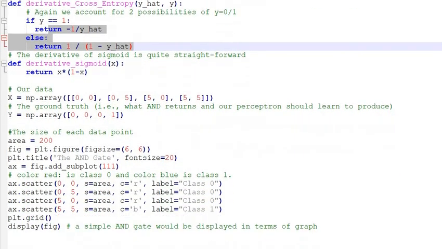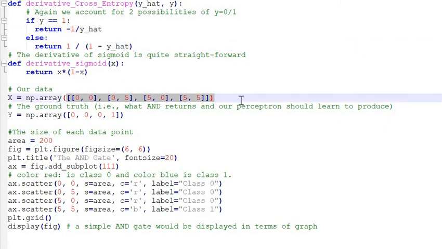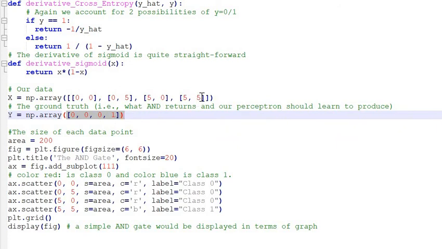Now I'm trying to generate my own data. My data looks like 0, 0, 0, 5, 5, 0 and 5, 5. Now if I talk about mimicking an AND gate, my AND gate will always give a positive output only if both of the inputs are positive, and hence my output is 0, 0, 0, 1. That means it is giving 1 only in the case where both my inputs are 5 and 5.